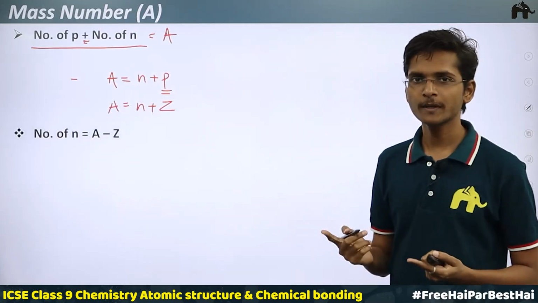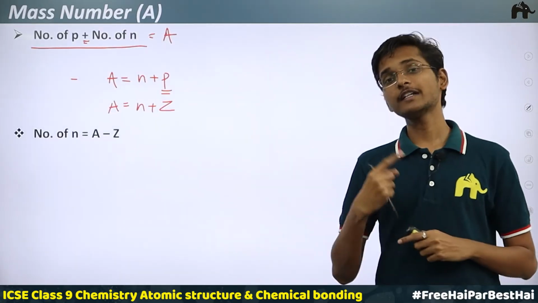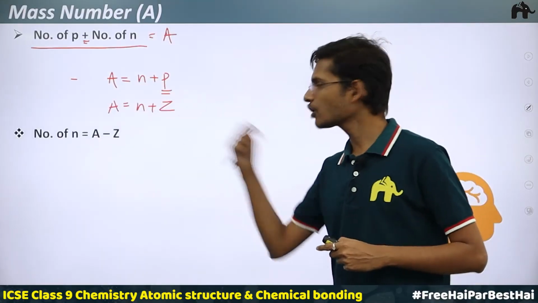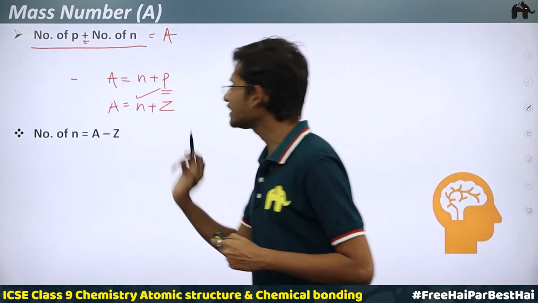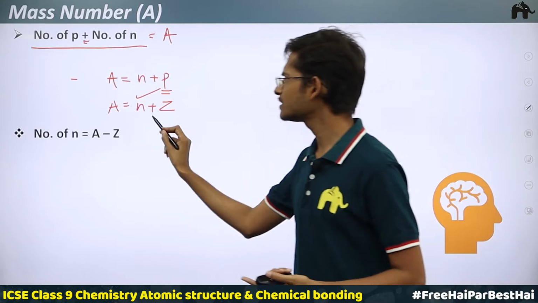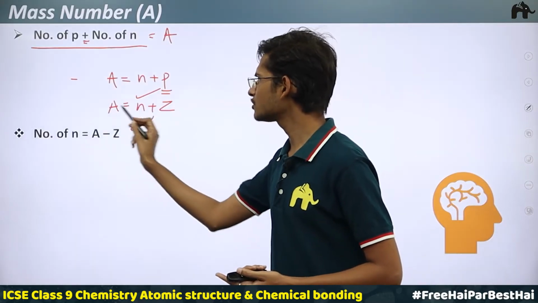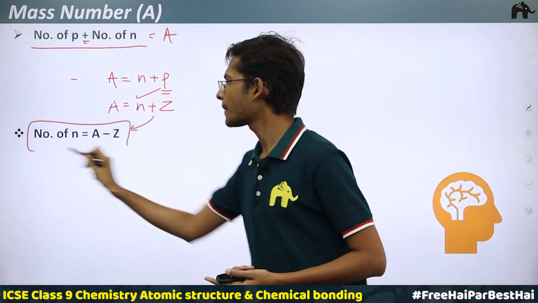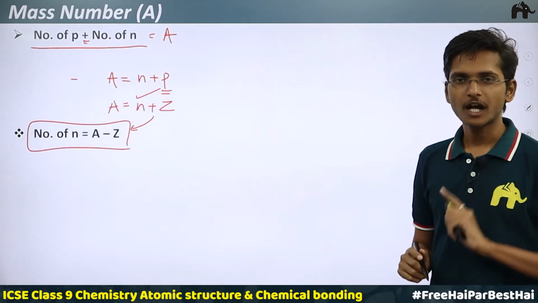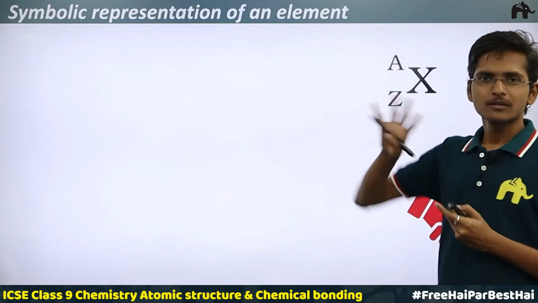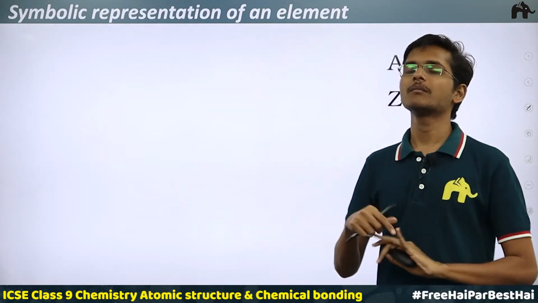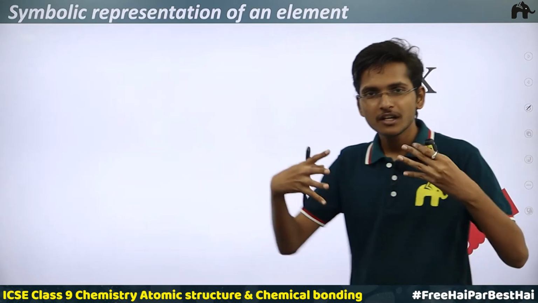Now, if I want to find the number of neutrons, see, if I have the mass number and the atomic number, I can find the number of neutrons. How? Simply rearrange this equation like this: N equals A minus Z. So the number of neutrons is equal to A minus Z. Okay, understood?